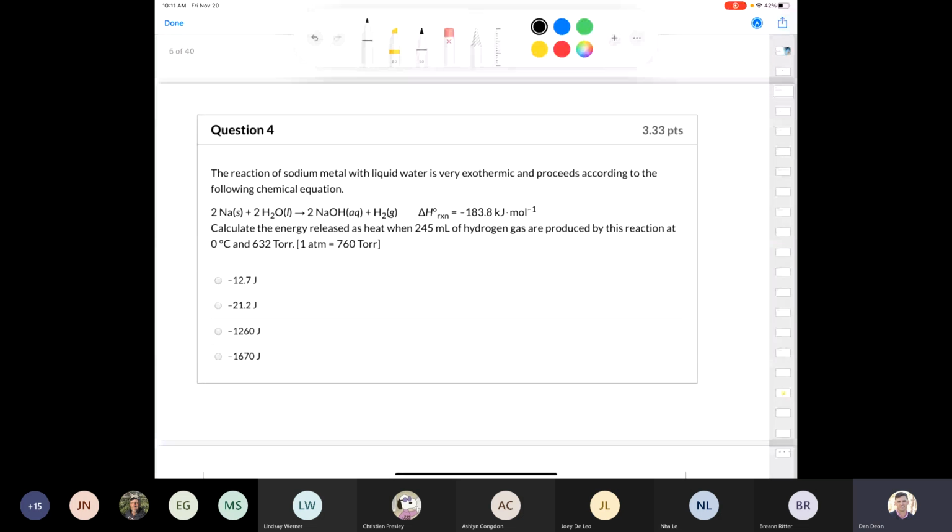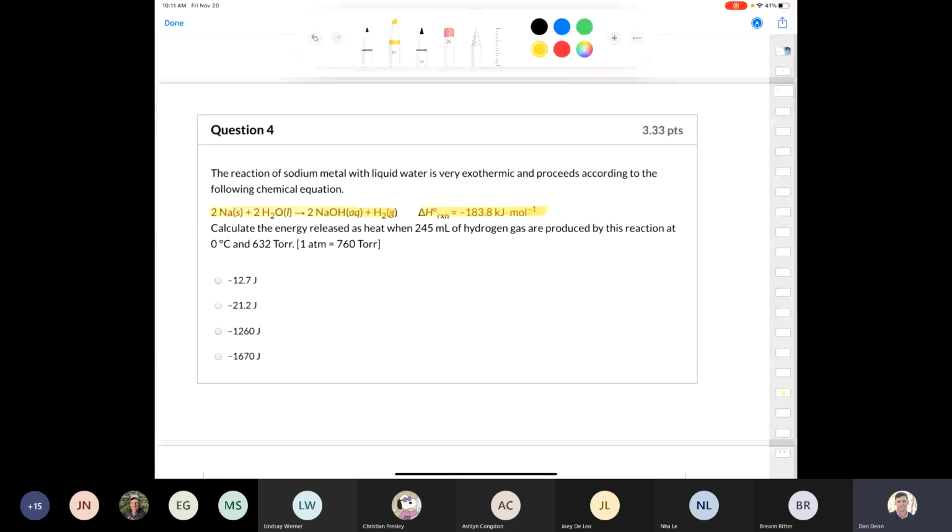Question number 4. The reaction of sodium metal with liquid water is very exothermic. Sure, many of you have looked it up on YouTube or maybe even had the chance to try it yourself. It proceeds according to the following chemical equation. 2 moles of sodium plus 2 moles of water gives you 2 moles of sodium hydroxide plus 1 mole of hydrogen gas. And it's an exothermic reaction, isn't it? We'll release some heat, some fire maybe.